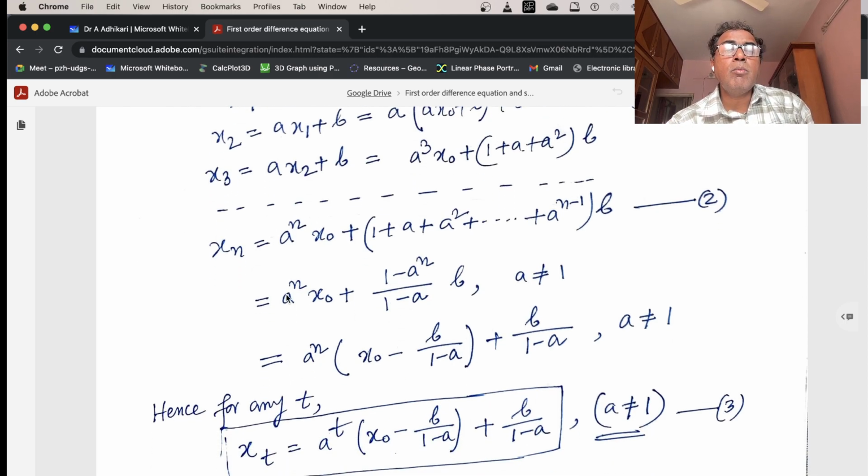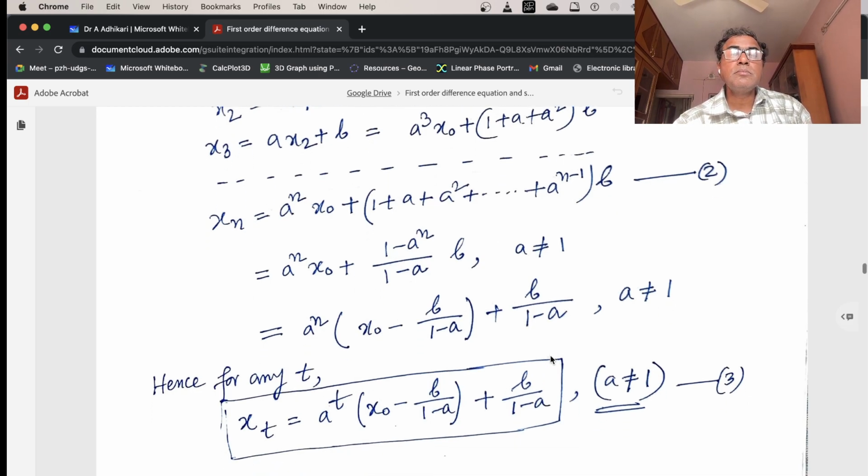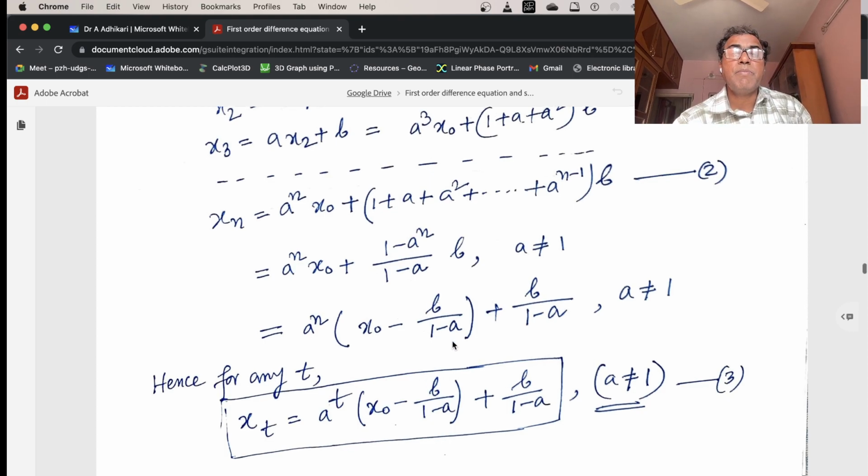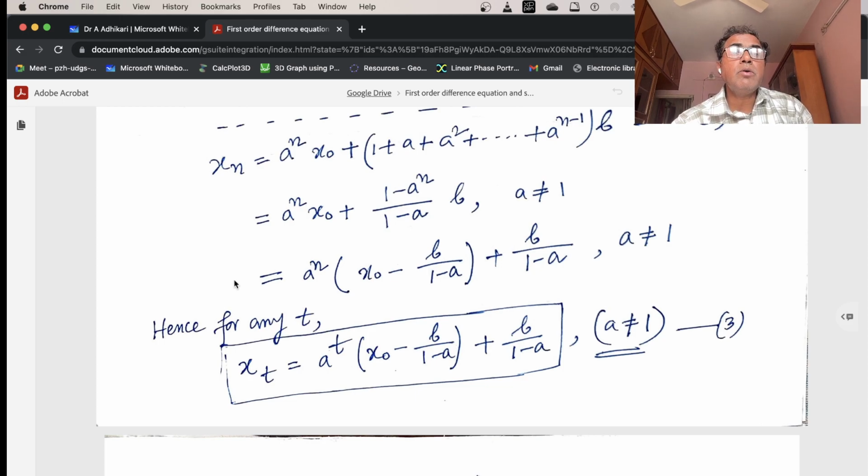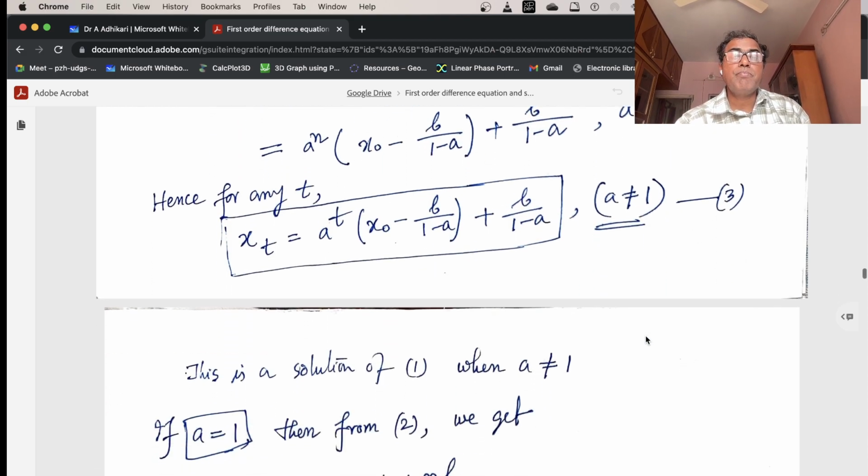So taking a to the power n common, we get a to the power n times (x0 minus b by 1 minus a) plus b by 1 minus a, where b by 1 minus a is not equal to 0. Hence, replacing n by t, x_t equal to a to the power t (x0 minus b by 1 minus a) plus b by 1 minus a, where a is not equal to 1. This is the solution of 1.